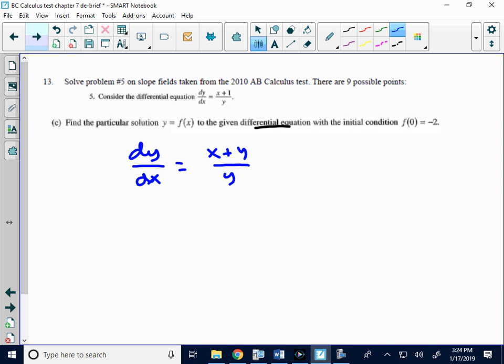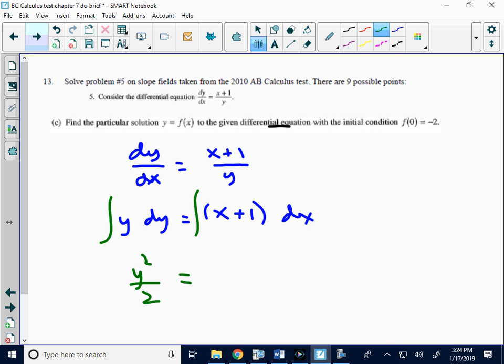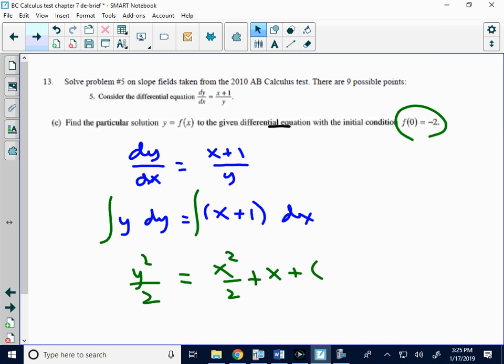We separate, so we get y dy is (x plus 1) dx, that's the separation. Then we integrate. So we get y squared over 2 is x squared over 2 plus x plus a constant. At some point we got to do that. Maybe we can do it now. You could do it now, you can do it later.